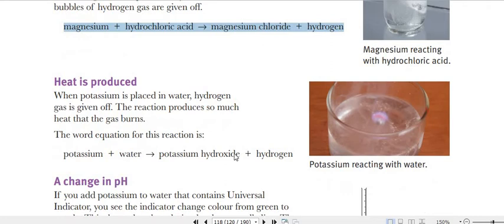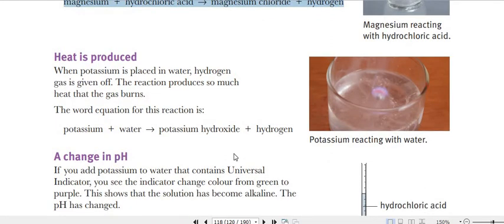Sometimes guys also heat is produced. For example, في reactions ممكن بعد ما يخلص الرياكشن إذا باجي بمسك البيكر أو بمسك الكونتينر, you will feel it's very hot or hotter than before. So for example, when potassium is placed in water, potassium reacts vigorously with water. So when it's placed in water, hydrogen gas is given off and the reaction produces so much heat that the gas burns. When potassium reacts with water, it gives potassium hydroxide plus hydrogen. فهون أنا عندي gas bubbles وبنفس الوقت عندي heat.